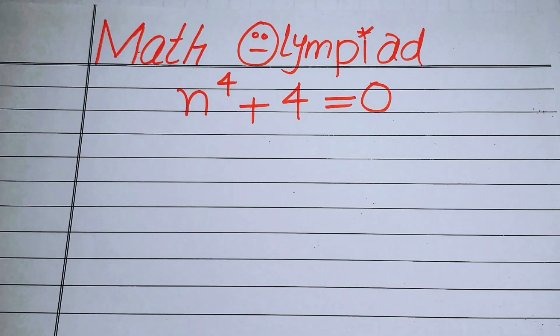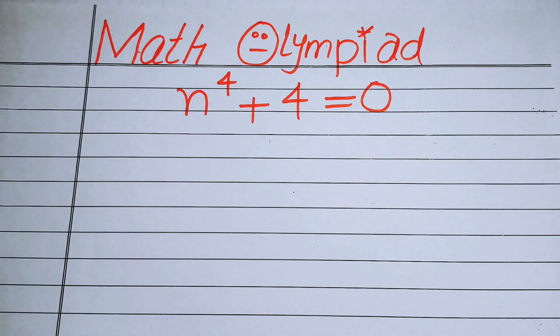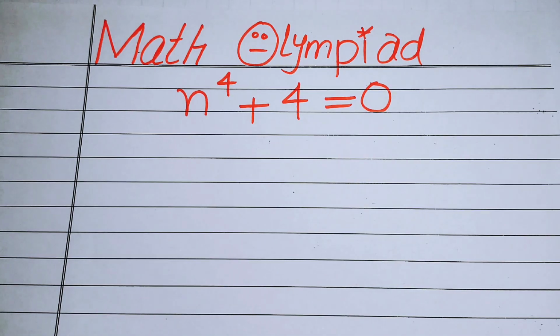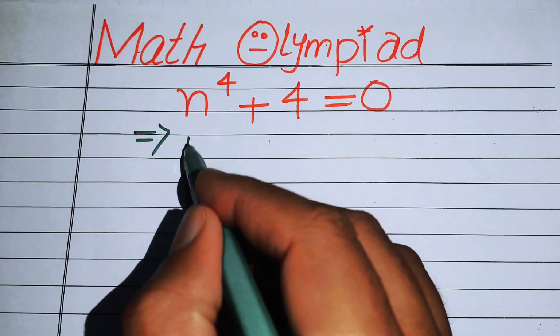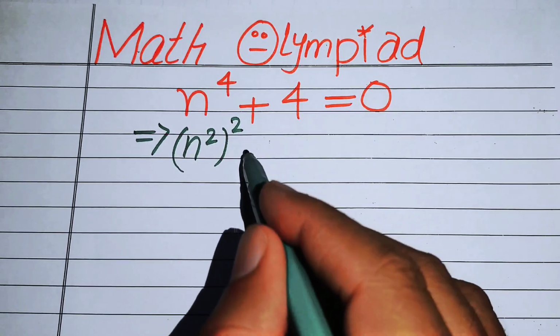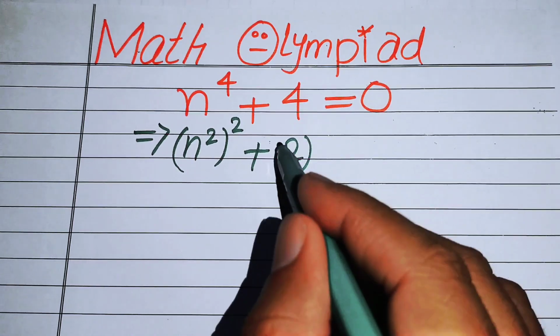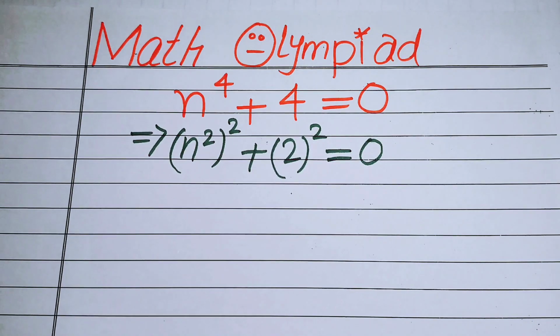In this video we are going to solve this nice algebra problem, and here we have n to the power 4 plus 4 equals 0, and we will solve this problem for the values of n. So the very first thing we are going to do is rewrite this equation in the form of n to the power 4, which we write as (n squared) whole squared, plus 4, which we write as 2 squared, and this whole equation equals 0.